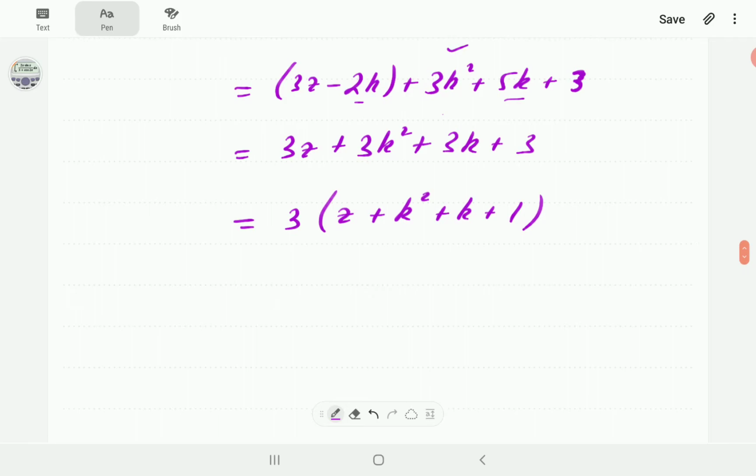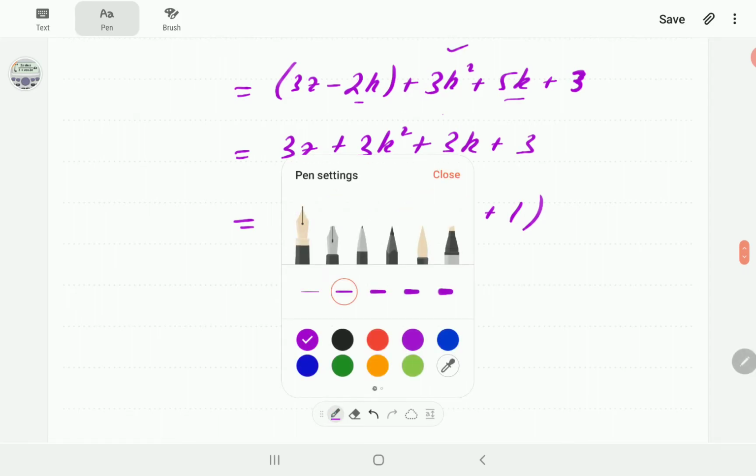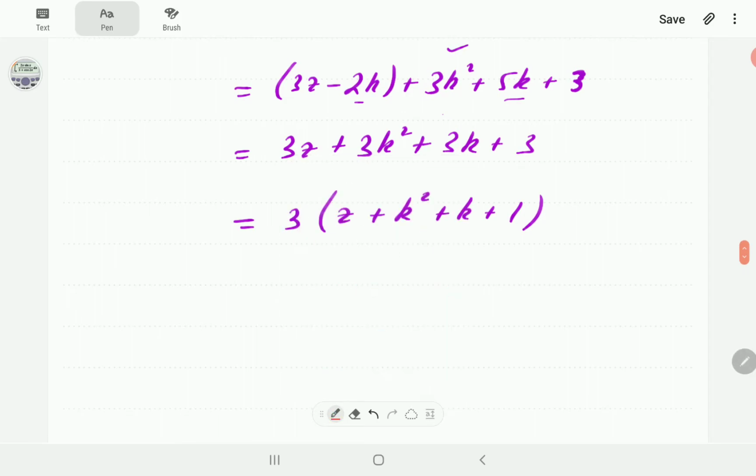But since z is an integer, k is an integer, y is an integer, so k squared is also an integer. Sum of integers is an integer. So this here is an integer here.